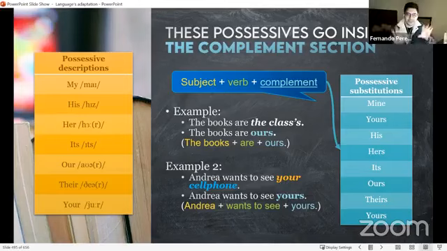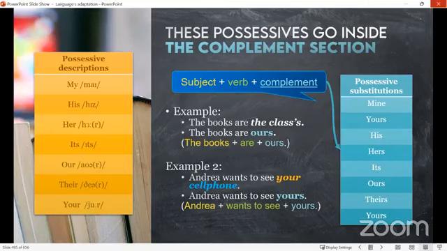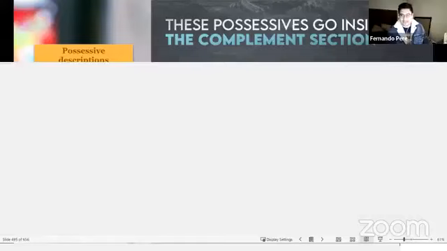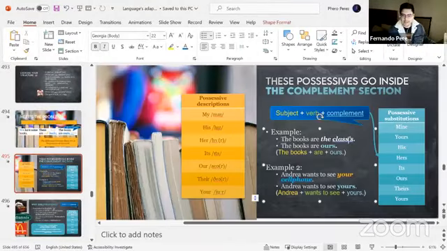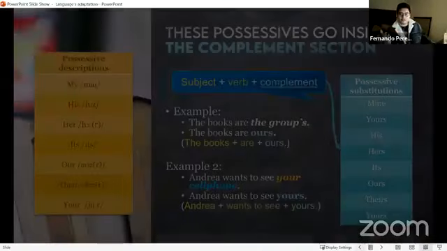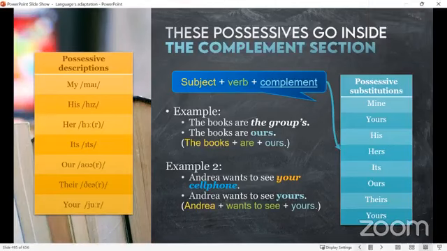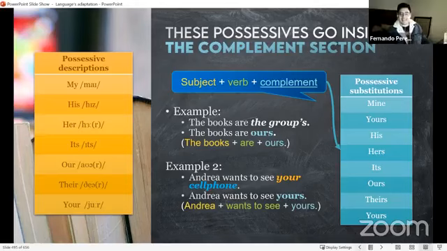Similar context, similar position. The books are the class's. Who possesses the books? The class. Exactly. The class or the group. If you want to change it, you can change the person. Not the class, let's use the group. The group possesses the books. I have a book, you have a book, she has a book. Everybody has a book. Now you get it, right? Substitution of the group: ours.